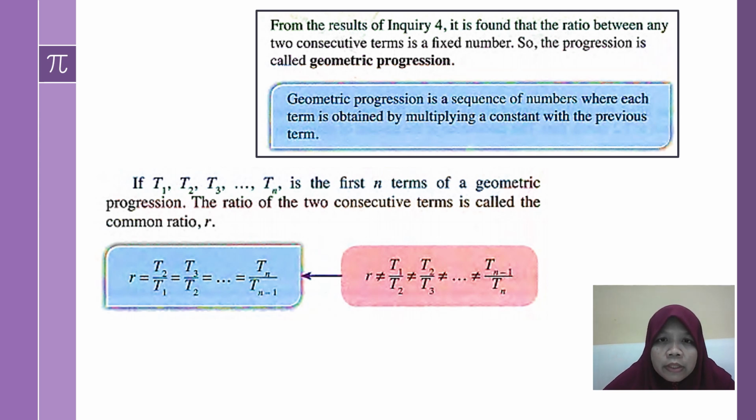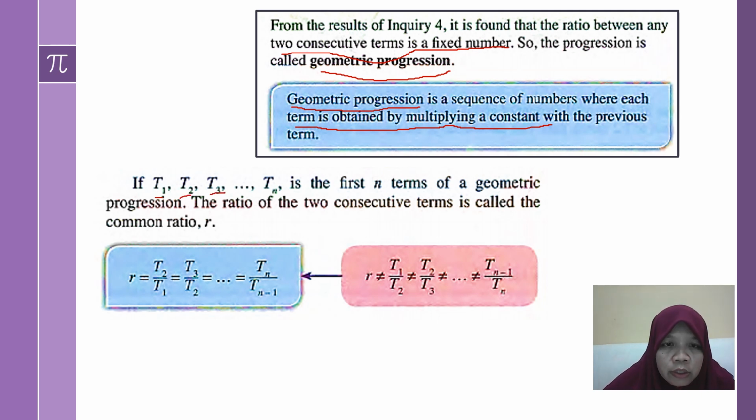Actually, from the result of inquiry 4, it is found that the ratio between any two consecutive terms is a fixed number. Just now we got 2. So the progression is called a geometric progression. What is a geometric progression? A geometric progression is a sequence of numbers where each term is obtained by multiplying a constant with the previous term.